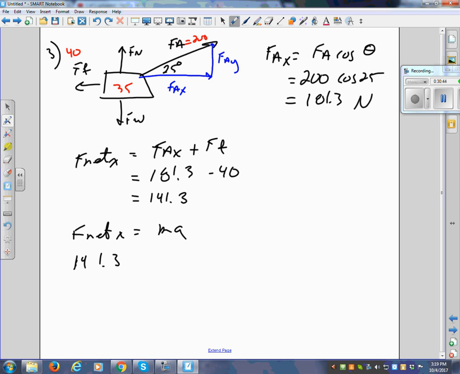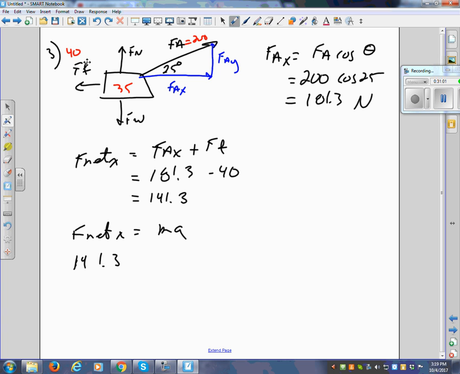Okay, what about that FAY? It's going to matter real soon, but I already know what this friction force is. You would only worry about the FAY when you don't know what the friction force is, which you're going to see in the future. We're going to get there.